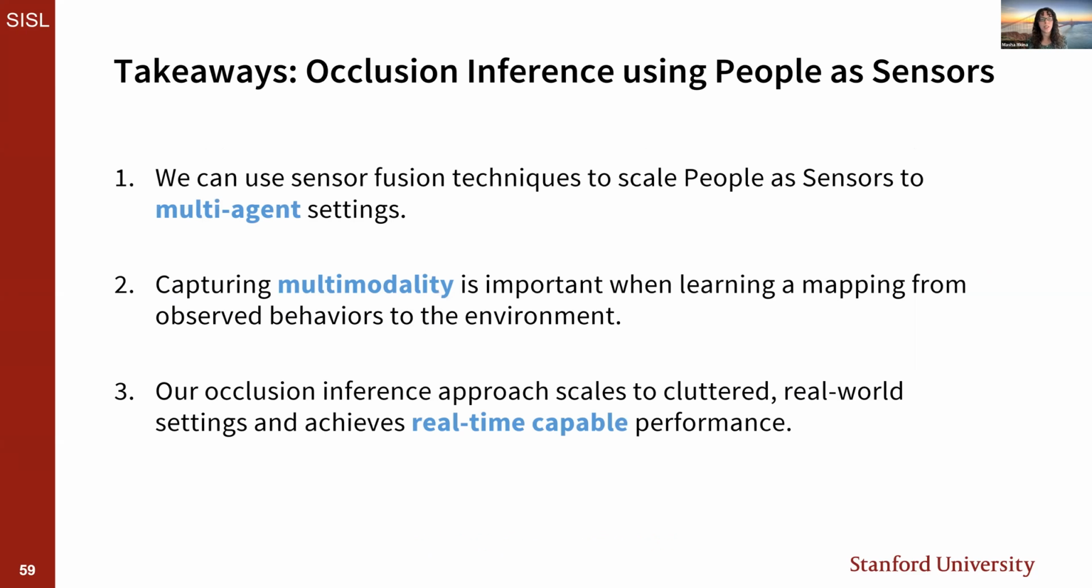So our takeaways here are that we can use sensor fusion techniques in order to scale the people as sensors approach to multi-agent settings where we have multiple observed drivers. We've shown that capturing multimodality is important when learning and mapping from observed behaviors to the environment ahead of the observed driver. And finally, our occlusion inference approach scales to cluttered real-world settings and is able to achieve real-time capable performance.